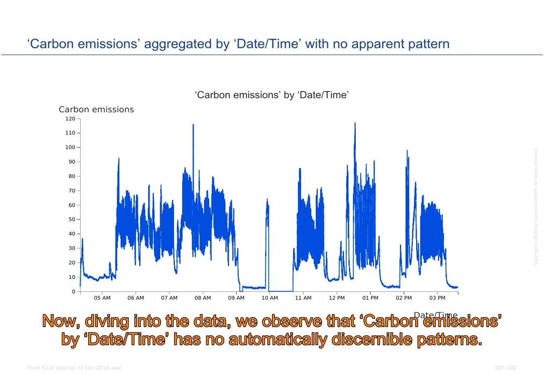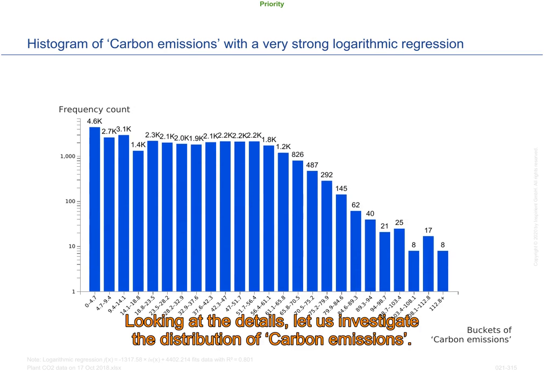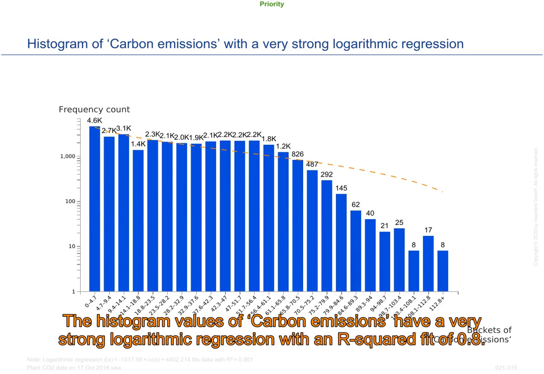Now, diving into the data, we observe that carbon emissions by date time has no automatically discernible patterns. Looking at the details, let us investigate the distribution of carbon emissions. The histogram values of carbon emissions have a very strong logarithmic regression with an R-squared fit of 0.8.